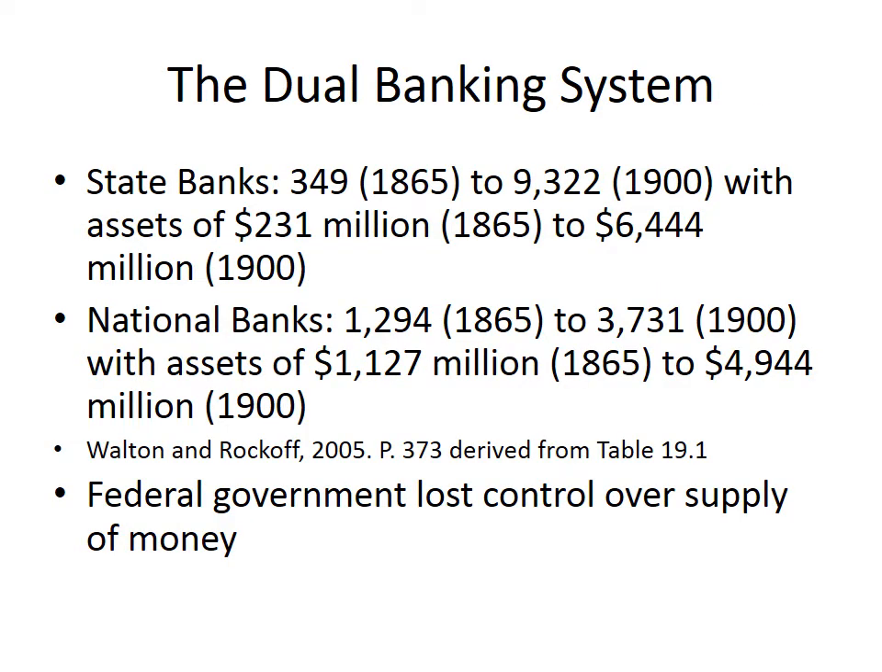At the time, you have a dual banking system, but not as much with the Federal Reserve. What we mean by a dual banking system is you have some state banks and you have some national banks. Now let's look at the numbers.